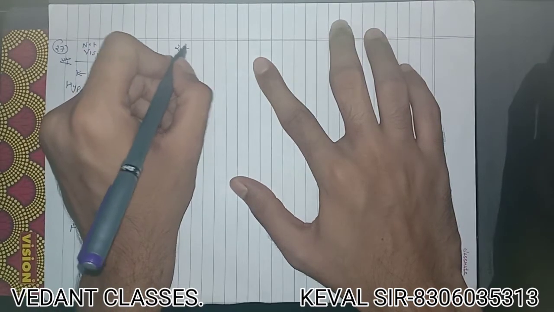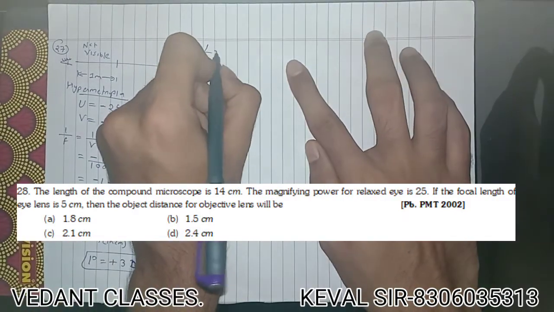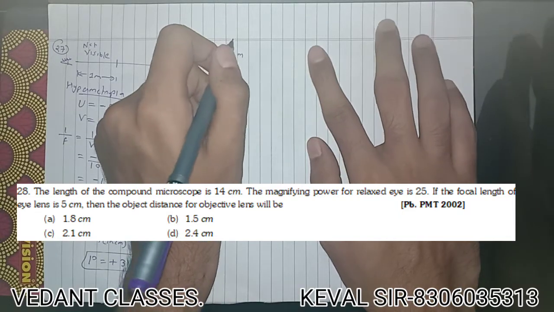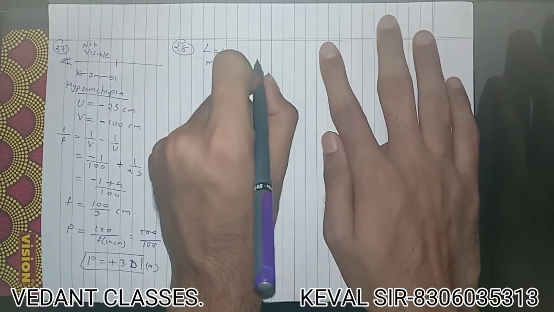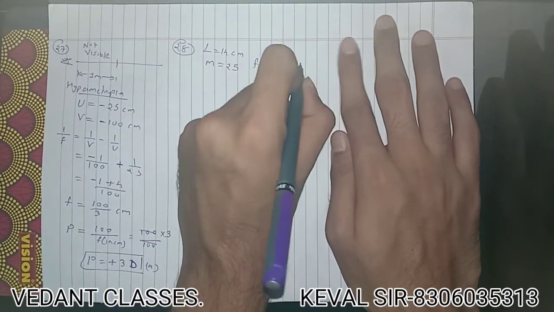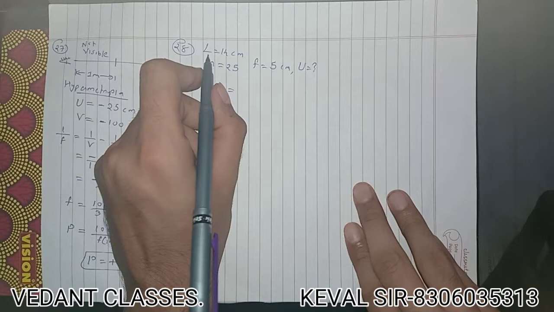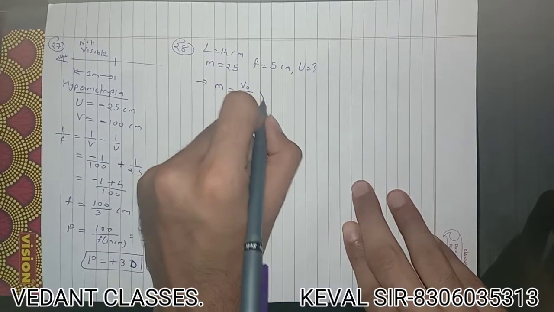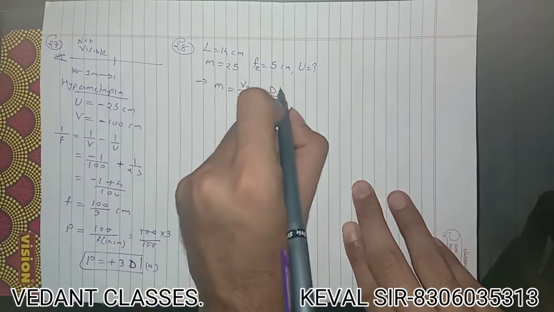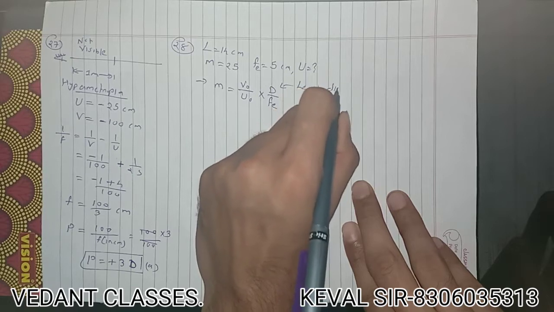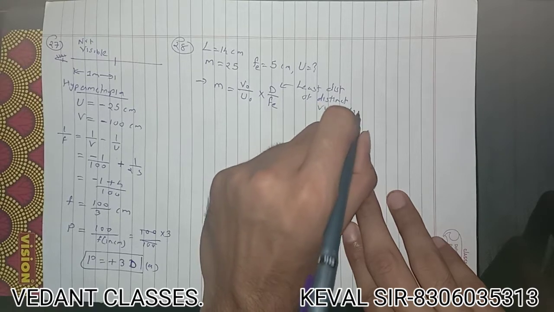Now let's solve question number 28. In question number 28, the length of the microscope is given, that is L equal to 14 centimeter. Then the magnifying power of the eye is given, that is M equal to 25. The focal length is given, that is 5 centimeter, and we need to find the object distance. Now see, the formula for the magnifying power in the case of a compound microscope is V0 by U0 into D upon FE, where FE is the focal length of the eyepiece. This D is the least distance of distinct vision, and its value is 25 centimeter.